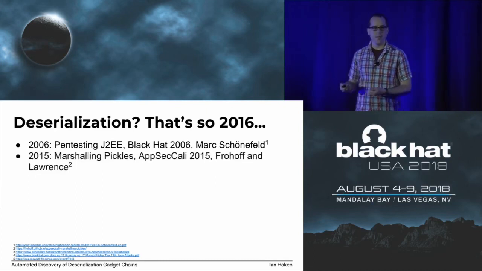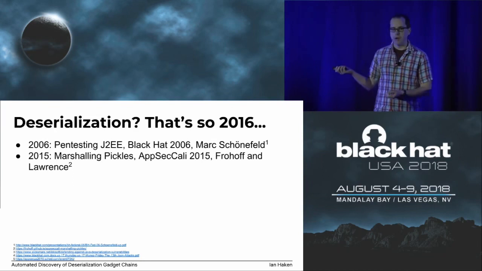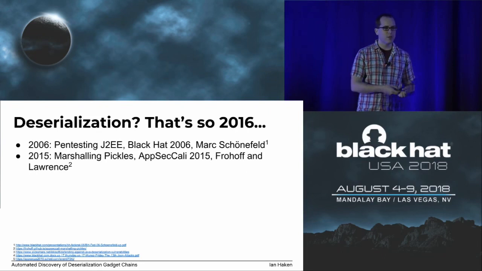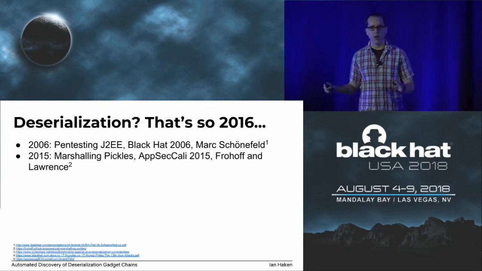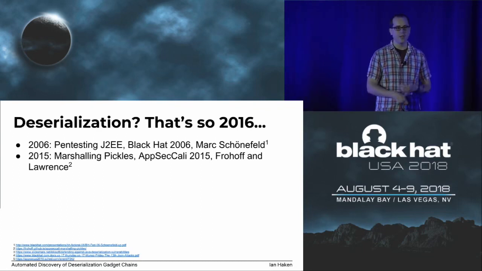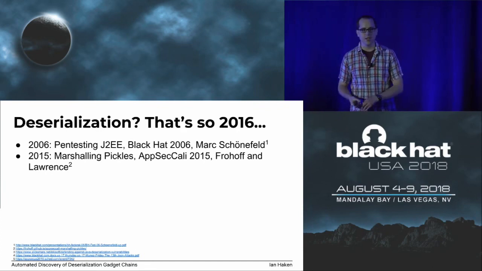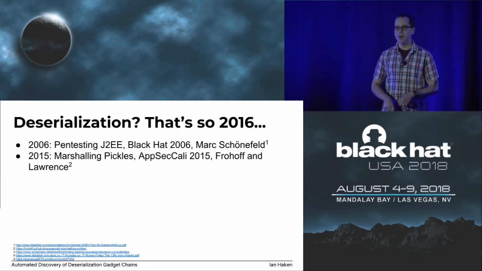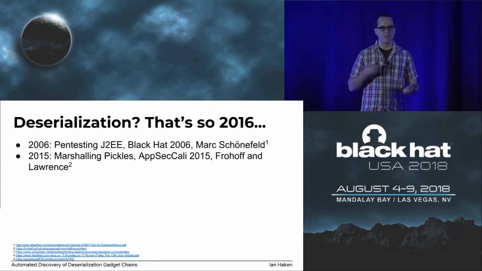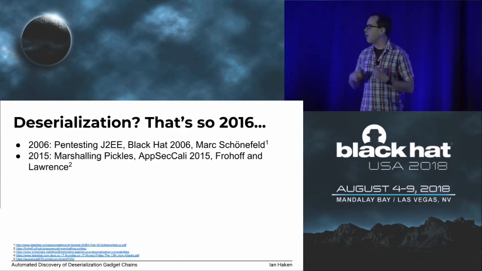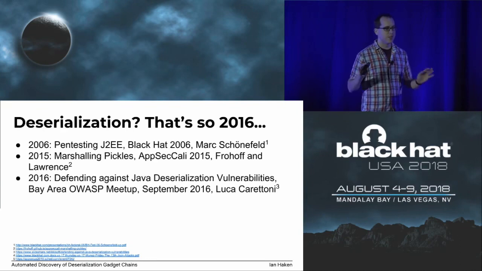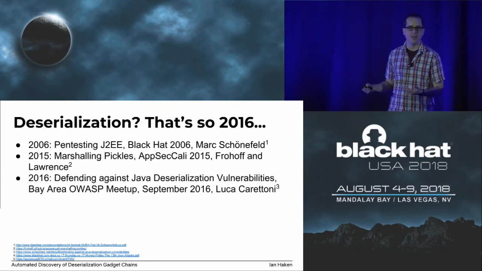But this really gained steam in 2015 when Frohoff and Lawrence gave a presentation at AppSec Cali where they showed that there are arbitrary code execution gadget chains in all sorts of open source libraries that are commonly pulled in, like Commons Collections. And so if you've got any application doing unsafe deserialization, and that included things like Jenkins and various application containers, then you've got arbitrary code execution on those apps. It's because there are just so many libraries that have these interesting gadget chains in them. The year that followed, I've heard a lot of people refer to as the Java deserialization apocalypse, because everyone realized that they were vulnerable to this.